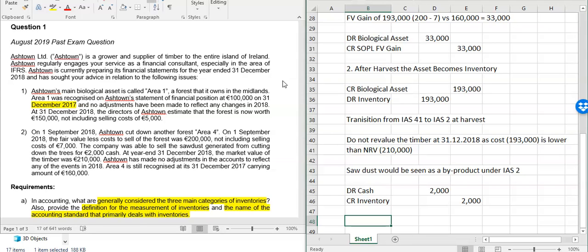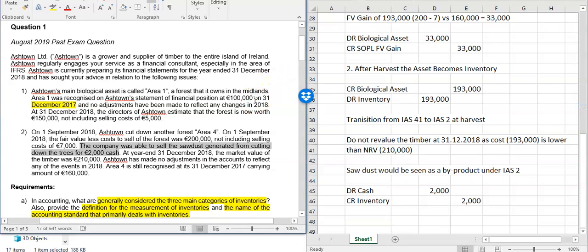In this case, you wouldn't revalue it upwards because the lower is the cost. So it's fine to be left at the 193. And the final little tricky bit there was, of course, the byproduct. And you net that off against the cost of the inventory. And so that was a past exam question from AC 220 from the August 2019 paper.